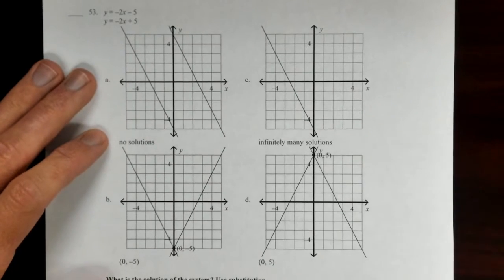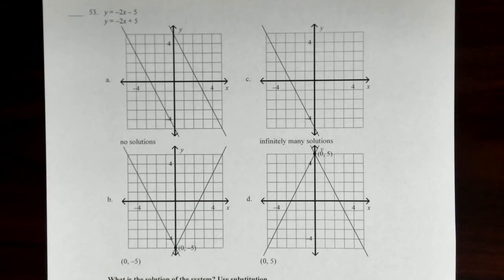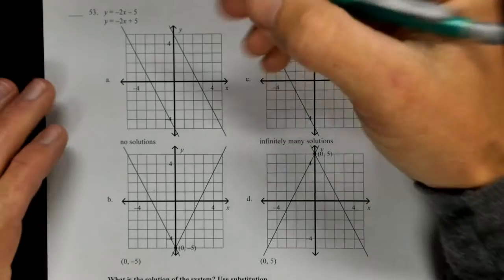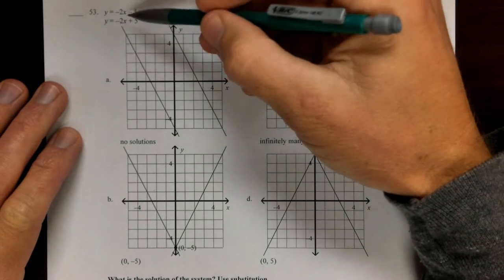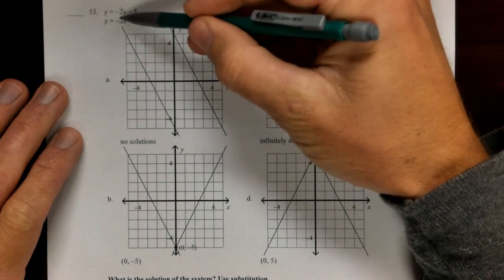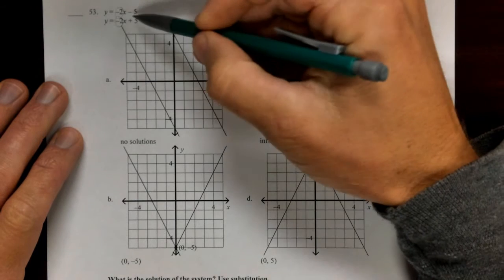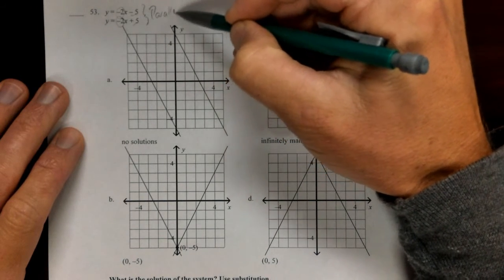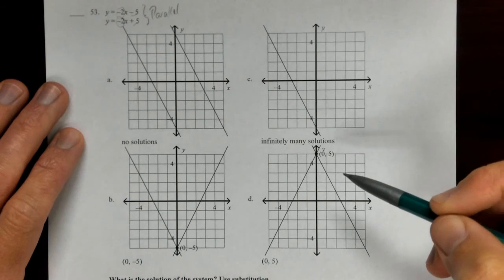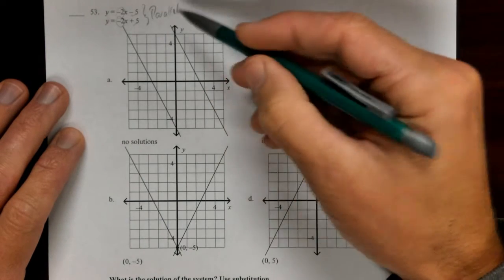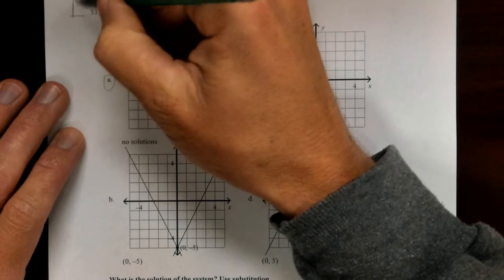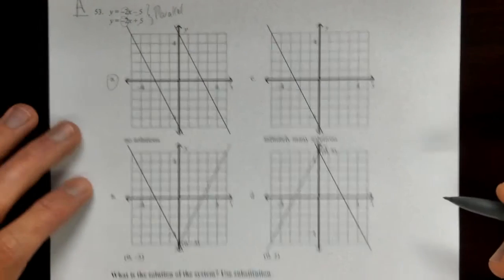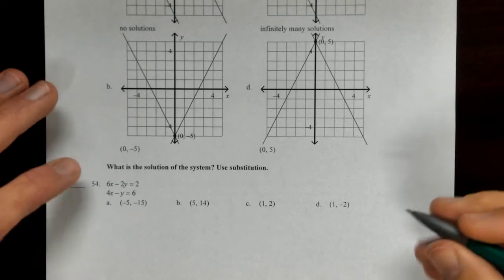Number 53, I have a system of equations. I need to find my solution. So we can see here that we have the same slope and different y-intercepts. That means that these two lines are going to be parallel. If two lines are parallel, that means that they never intersect. We know that A is going to be my correct answer. Number 54, what's the solution to the system?